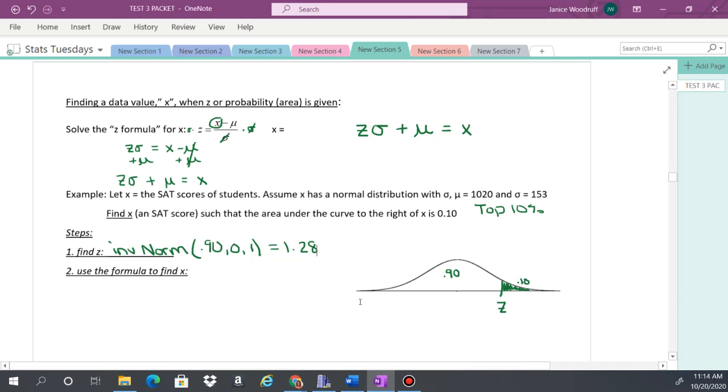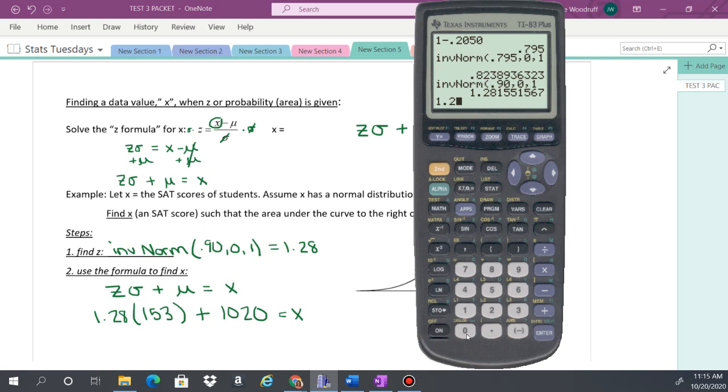Okay, so you get your z-score, then use this formula to find the x value. So the formula is z times the standard deviation plus the mean equals your x value. So if my z-score is 1.28 times my standard deviation, which was given as 153, and then I add 1020, what is that x value going to be? So 1.28 times 153 plus 1020 gives me 1215.84. We can round up to 1216.